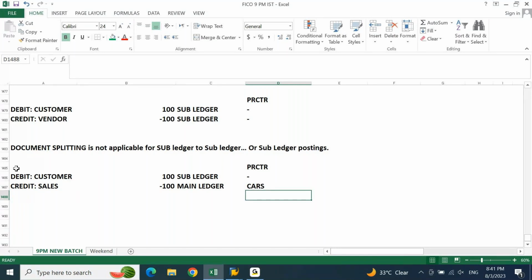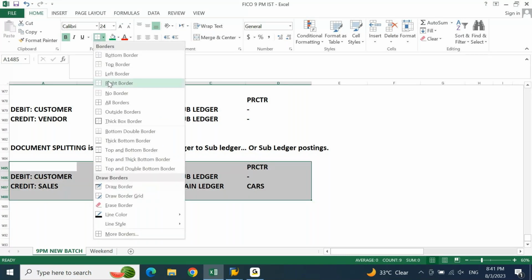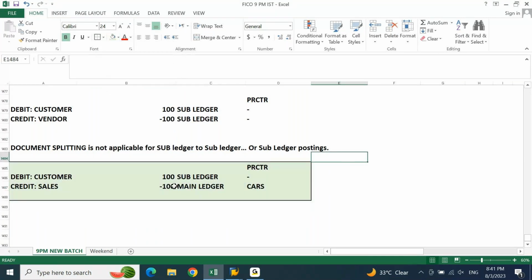If you look at this entry, debit credit, it is matching. Amount has become 0. If I look at overall transaction, debit credit, my amount is becoming 0. If I look at profit center wise, debit has got no profit center, credit has got a profit center.